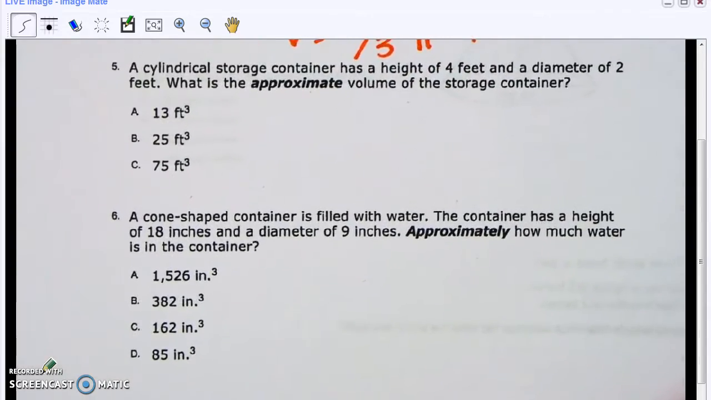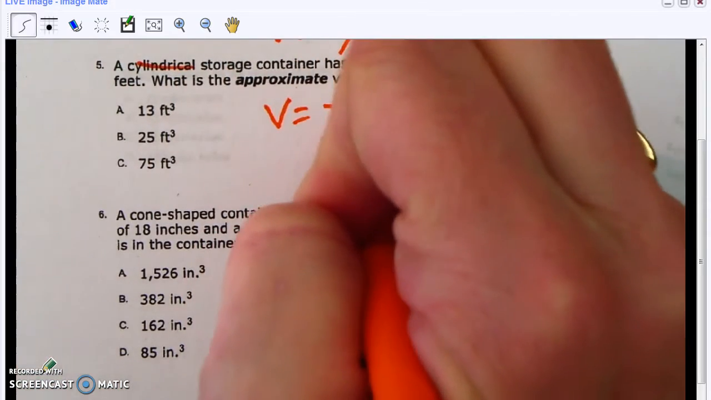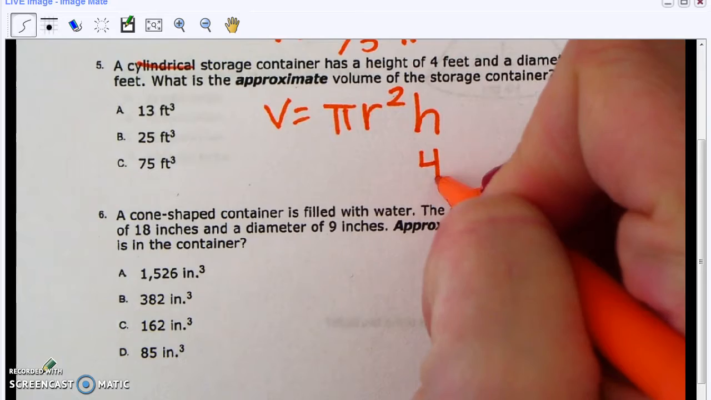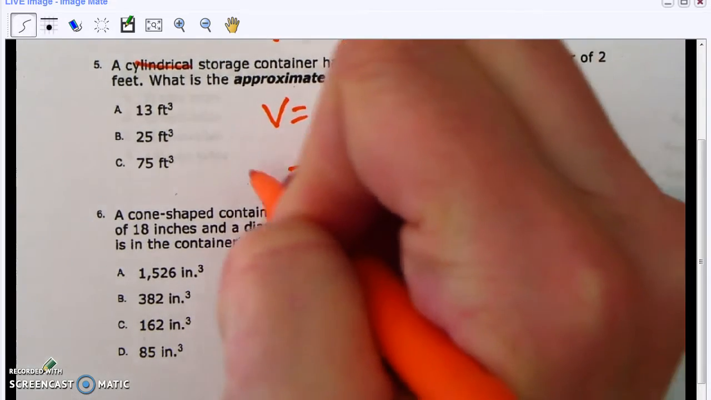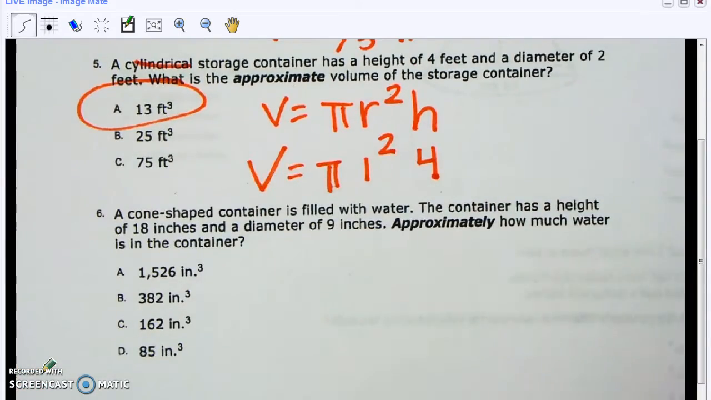For number 5, it's a cylinder again, so volume is pi r squared times the height. It has a height of 4, a diameter of 2, which means the radius is going to be 1. When I type all that into my calculator, I get 13 cubic feet, approximately.